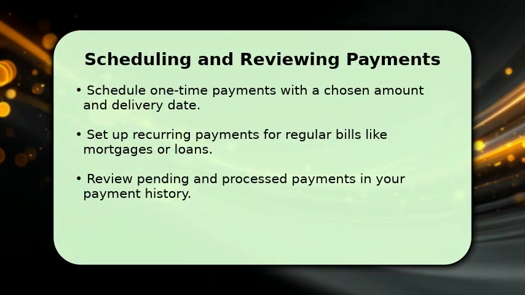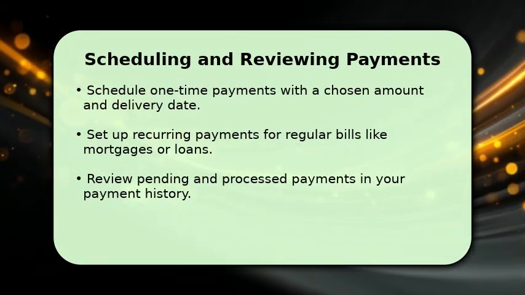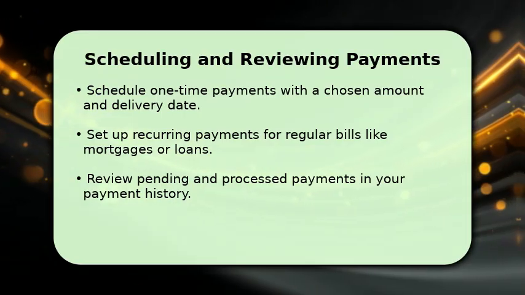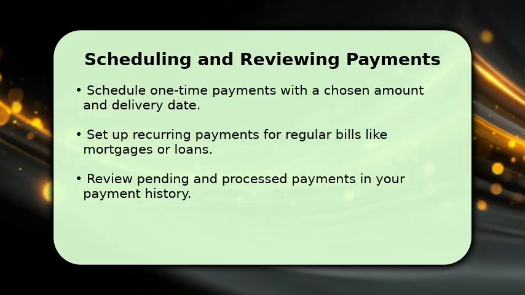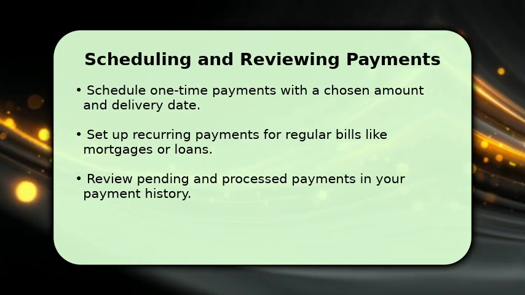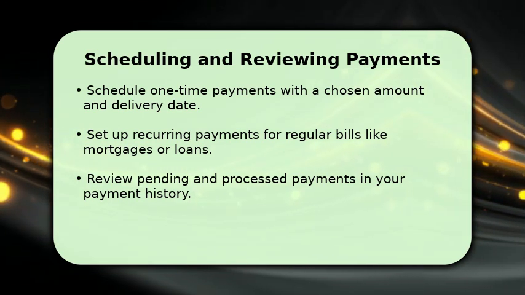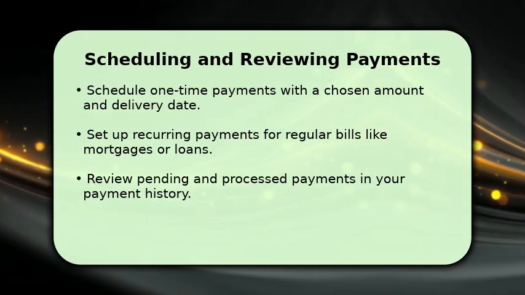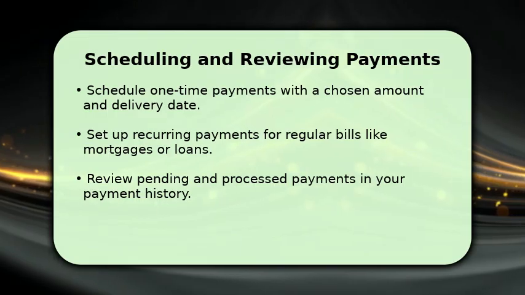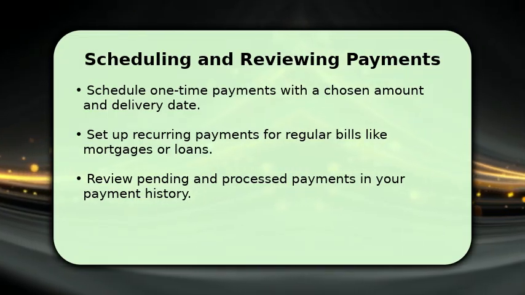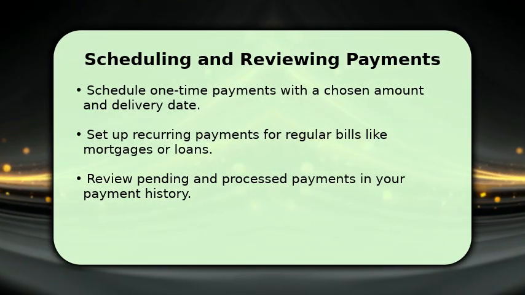Once your payees are set up, scheduling payments is straightforward. You can make a one-time payment by entering the amount and selecting a delivery date. For recurring bills, like a monthly car loan, you can establish automatic payments. Fidelity Bill Pay allows you to schedule payments up to 1 year in advance, ensuring your bills are paid on time. You can also view your payment history.